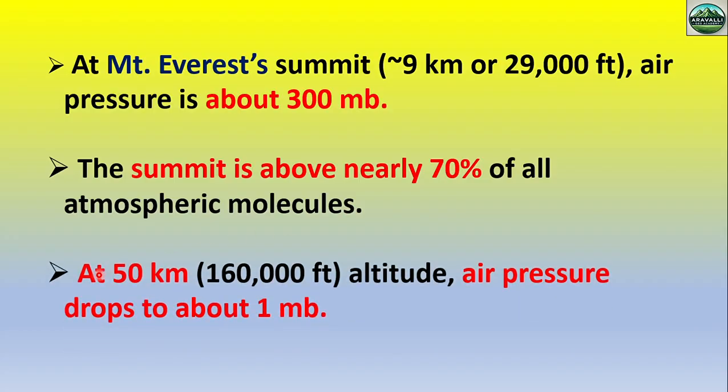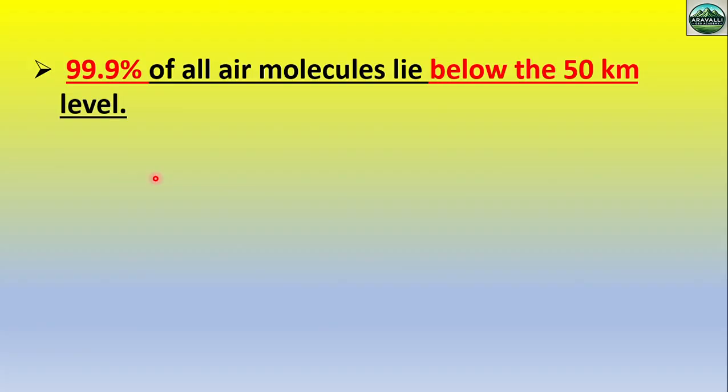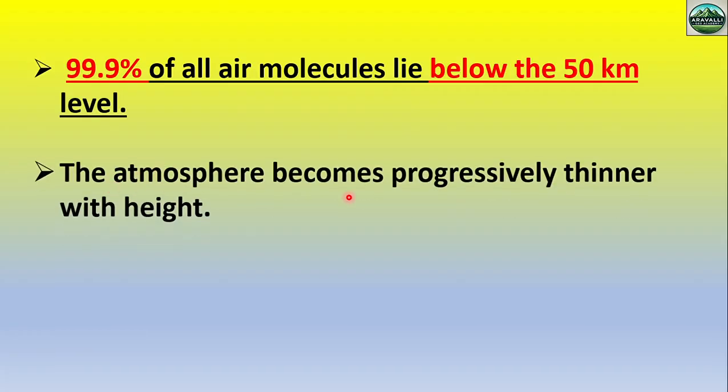Then at 50 kilometer altitude, air pressure drops to about 1 millibar, because above 50 kilometer only 1% of the atmosphere is there, and below it 99% is there. 99.9% of all air molecules lie below the 50 kilometer elevation. The atmosphere becomes progressively thinner with height, because density decreases continuously.